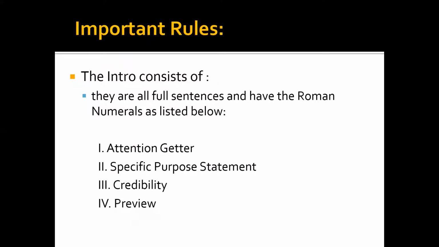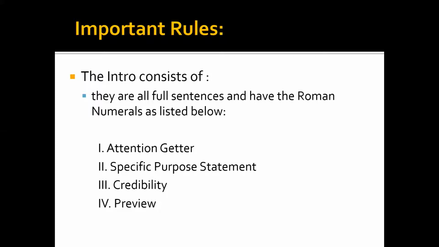As I said before, the intro is the attention getter, specific purpose, and your credibility and preview. They are all full sentences. You are only permitted to write a full sentence if it's next to a Roman numeral. So if it's a main point, you can have a complete sentence. The only other time you can have a complete sentence is when you have a direct quote. According to John Smith, he said, in quotation marks, that can be a complete sentence.